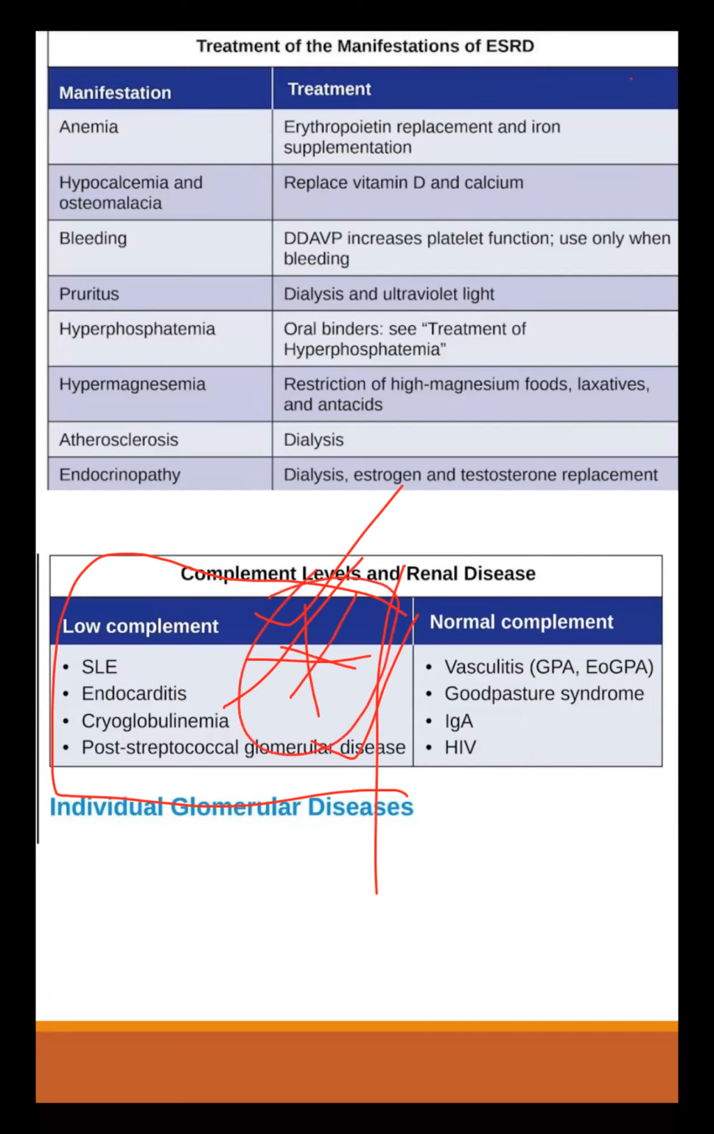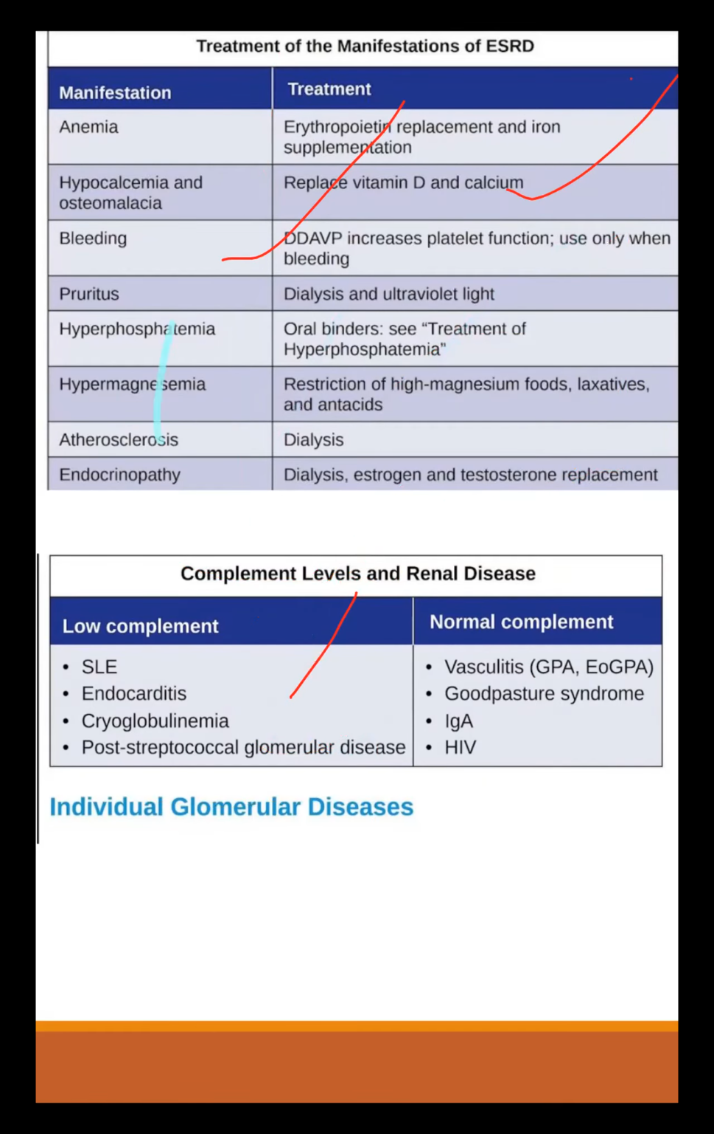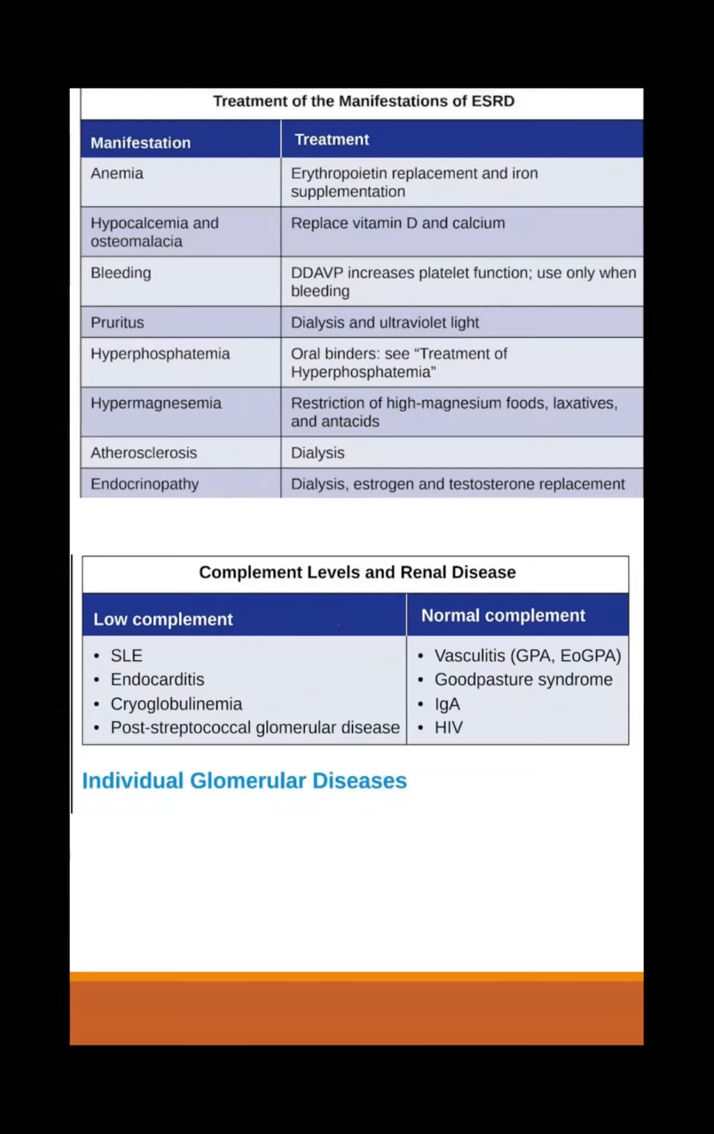ESRD patient, the patient presented with anemia, pruritus, bleeding, hypocalcemia, hyperphosphatemia, hypermagnesemia. So I have to manage this way. If there's pruritus, I have to do dialysis if needed, if interstitial renal disease. If bleeding, DDAVP. If there's hypocalcemia, vitamin D and calcium supplementation. If hypermagnesemia, we have to give high-volume fluid and laxative and avoid antacid to prevent hypermagnesemia. So this way you have to manage an ESRD patient.